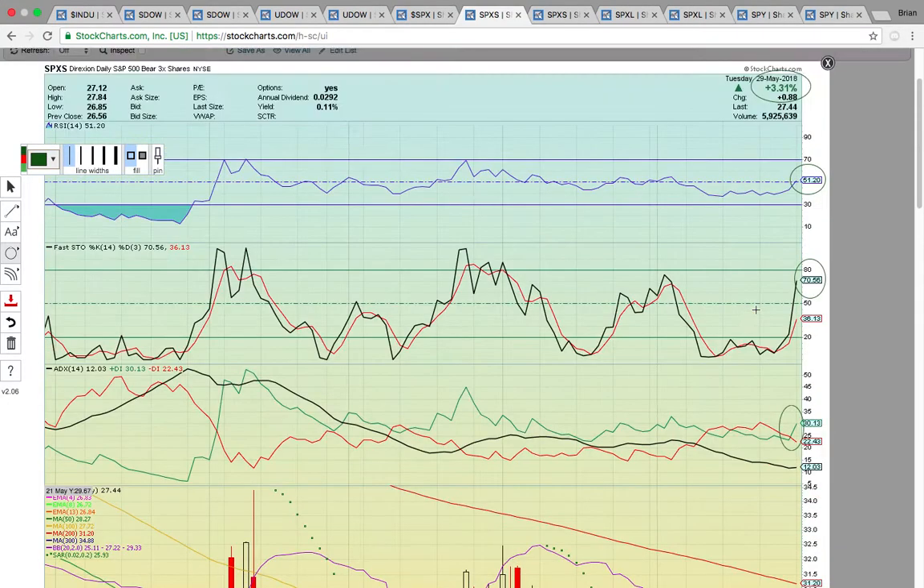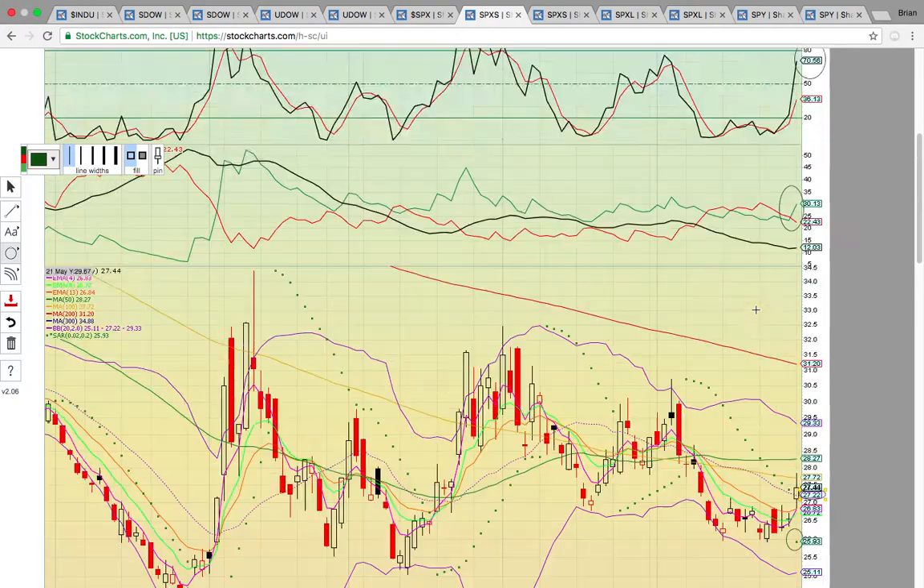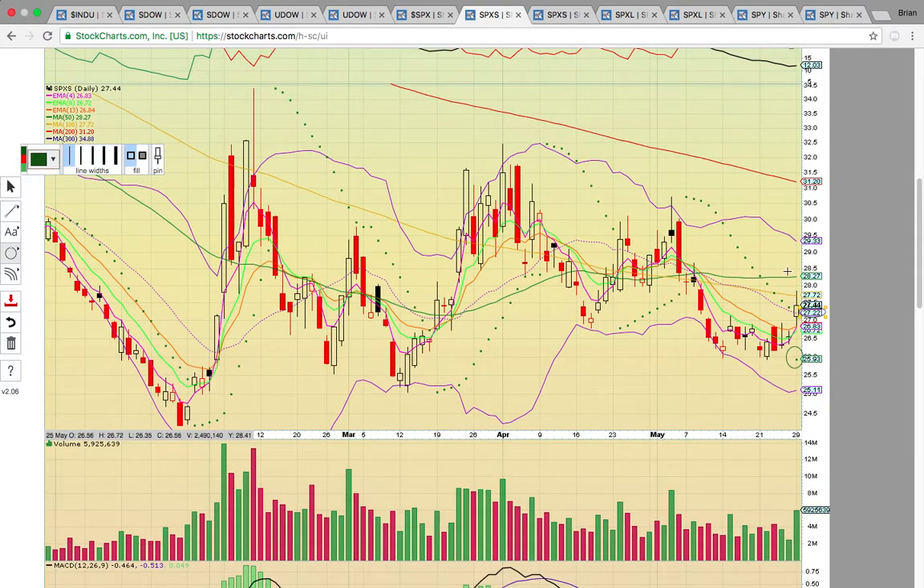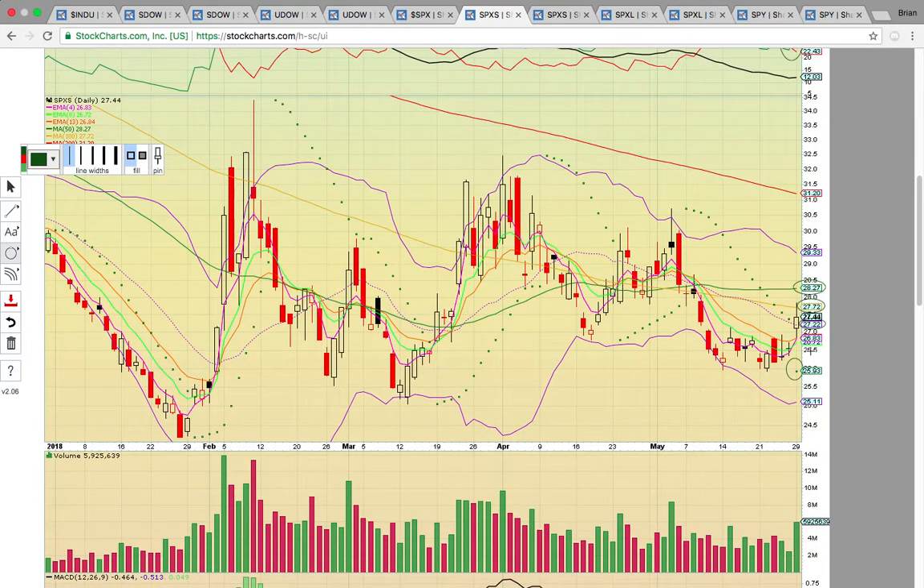This is the S&P 500 bear 3 times, so it's going to go up if the market's going down, if the S&P 500 is going down. It hit that 100-day simple moving average at 27.72, and it failed to break. It needs to get above that level, and then above the 50-day simple moving average at 28.27 to head higher. If it fails to break those levels and it drops back below the middle Bollinger Band, it'll be a signal that it's not ready to go.